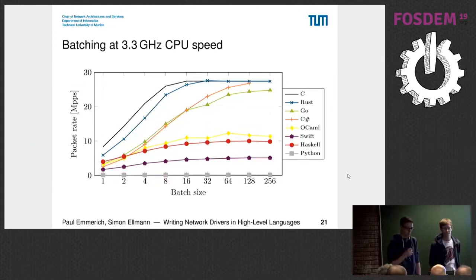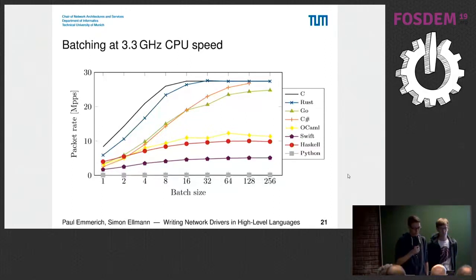The functional programming languages are quite slow, and Python is by far the slowest with less than 200,000 packets per second. All in all, batching has a huge influence on performance, and it is one of the main reasons why user-space drivers are faster than kernel drivers, because kernel drivers usually operate on a batch size of 1 on transmission, and user-space drivers don't.